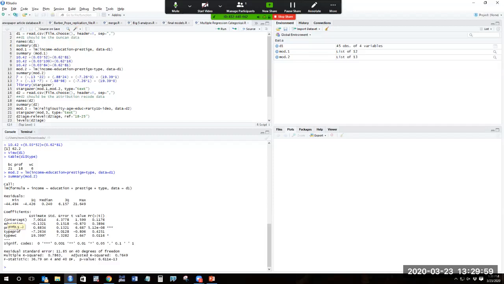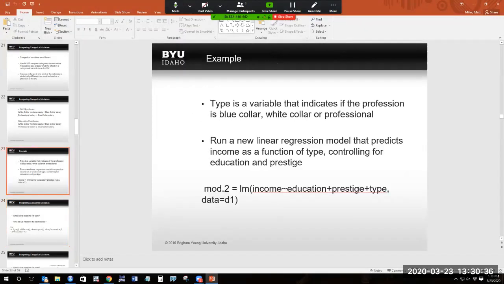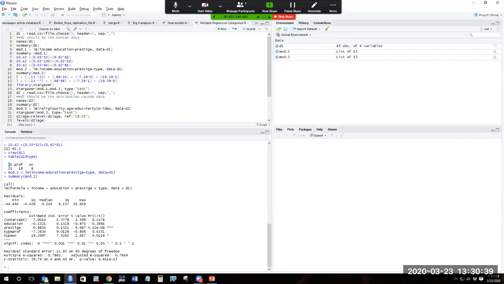So if you were to put in state as an independent variable, you're going to get 49 different estimates here. And probably, what is it, Alabama? This is before Alaska. So probably Alabama will be your baseline variable. So Alabama wouldn't show up, but every other state would show up, and it would compare how every other state compares to Alabama. So you have to make sure when you're using a categorical independent variable that you're using a baseline that is something you're interested in. Okay, so what's the baseline for type? Well, I know that it's blue collar because I looked at this table and I saw blue collar was the first category.